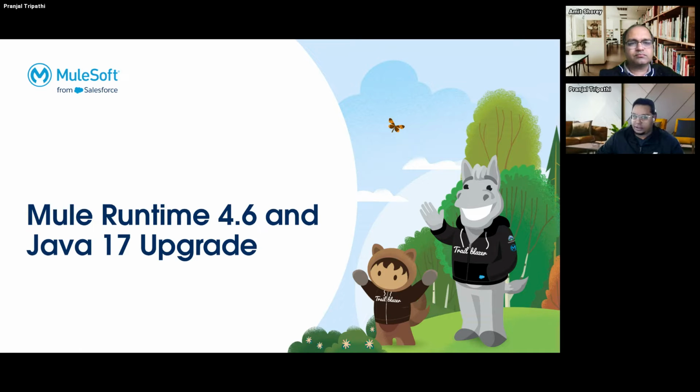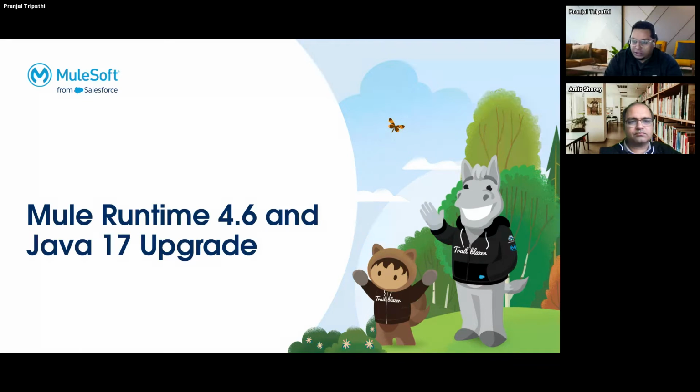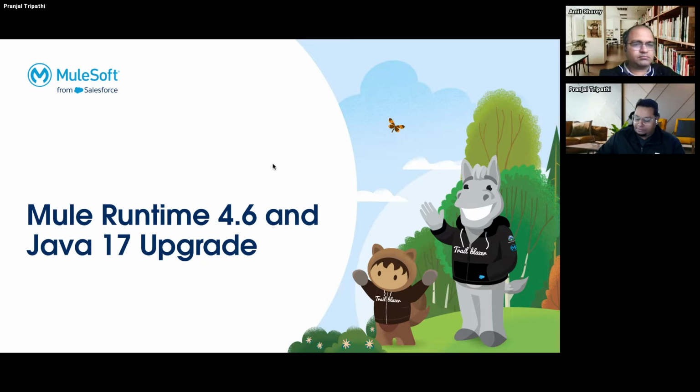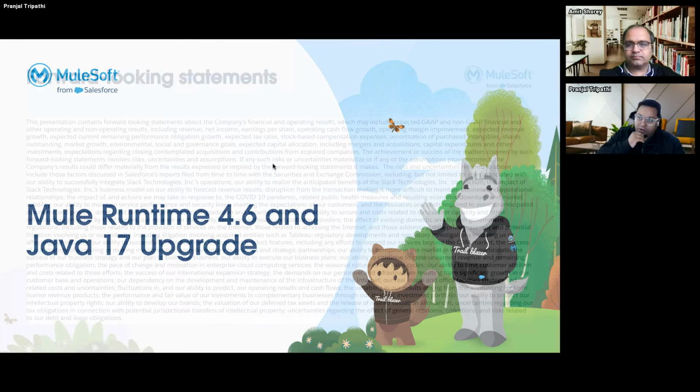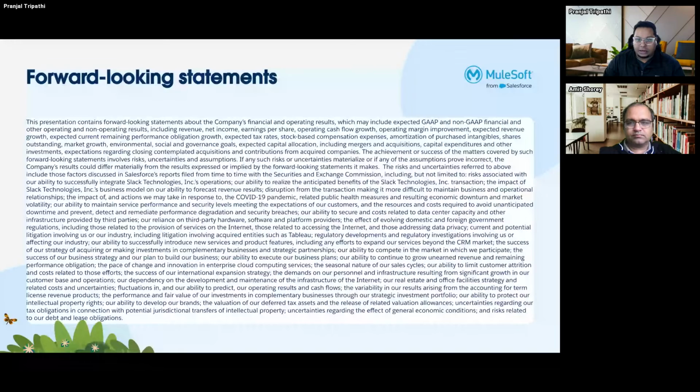Hi, everyone. The topic of today's discussion is Mule Runtime 4.6 release and Java 17 upgrade. This is the forward-looking statement, which says there are a couple of things we are going to talk about for future releases, and since they're for future releases, there may be some possibility for the dates to change when we actually release them.